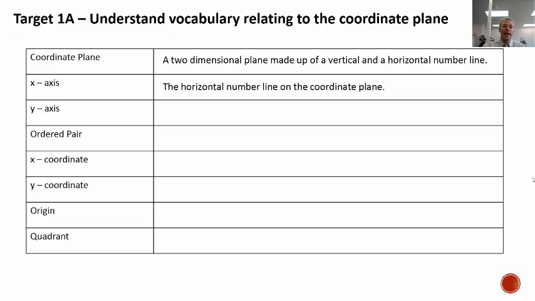Okay, we've got our x-axis. That's going to be our horizontal number line. And the y-axis is going to be our vertical number line there. Sorry, I said coordinate plane before. Horizontal number line, vertical number line.